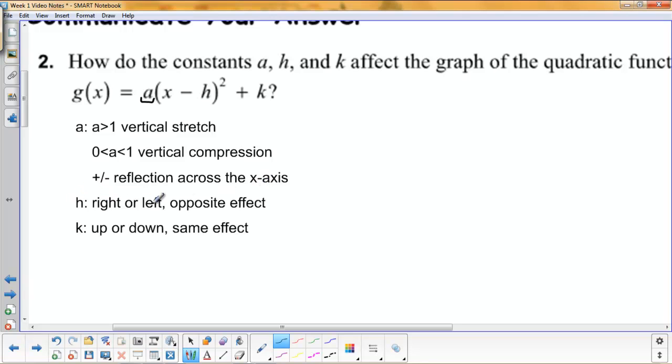H is a right or left movement, and remember, anything on the inside of parentheses has an opposite effect of what you would think because of the way the equation is written. K is up or down. Because it's on the outside, it has the same effect as what you would believe.